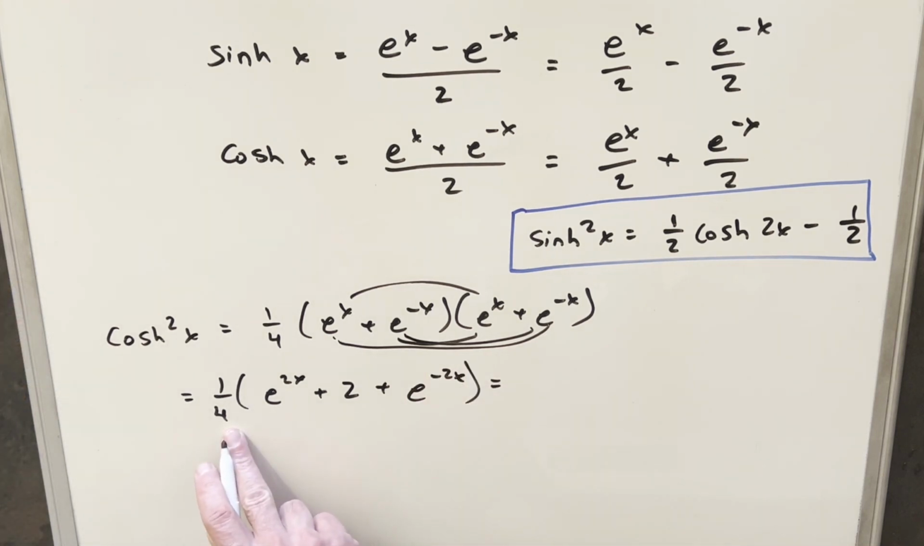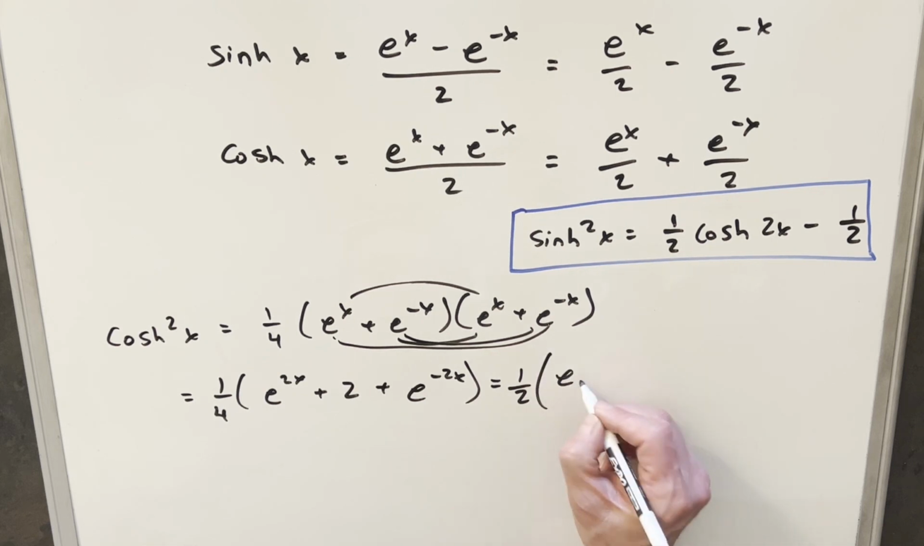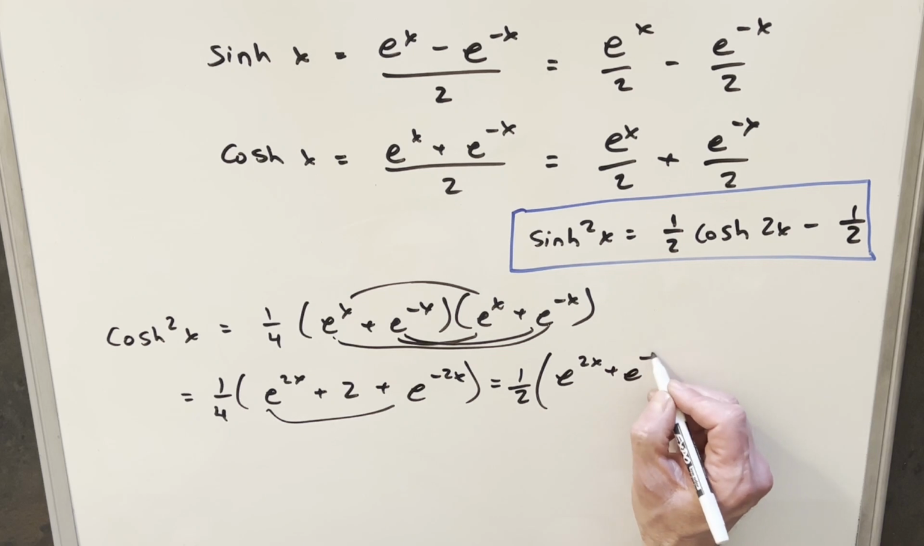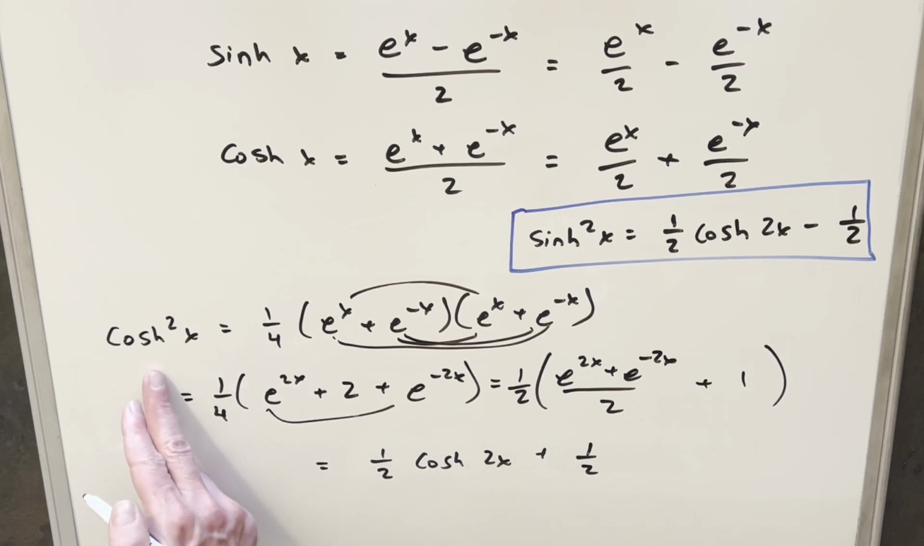Doing the same kind of thing, splitting 1/4 into 1/2 times 1/2, we'll have 1/2 out front. And then this first part, putting this together, is going to give me e^2x plus e^minus 2x over 2. And then we distribute that 1/2 to the 2, and we just get a plus 1 here. But again, this is going to be cosh of 2x, so I can write this thing as 1/2 cosh 2x, and distributing half to 1, this is going to be plus 1/2. And this is going to be our power reduction for cosh squared of x.